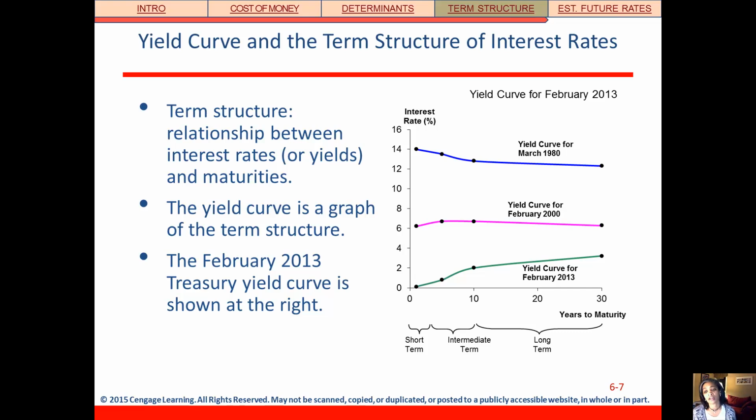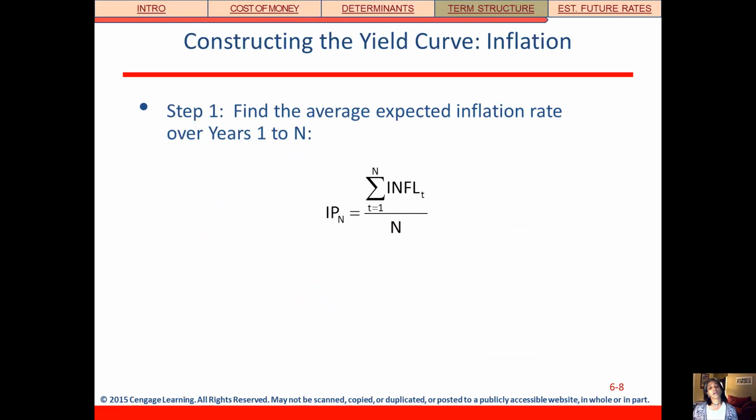So what you see here are three different yield curves for Treasury securities at different times. In 1980, where interest rates were falling, 2000 where it was relatively flat, and 2013 where it's upward sloping. In 1980 we call that a downward sloping yield curve, or an inverted yield curve. 2000 is flat, as I mentioned, and 2013 is upward sloping or normal. And the reasons for that are what we need to talk about now.